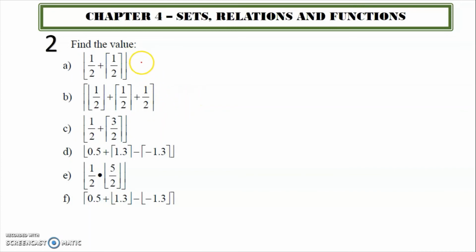Okay, second example. Find the value. So, floor half plus ceiling half. So, first kali kita buat satu-satu. Okay, kita buat yang dalam dulu. So, yang luar ni kita tak kacau. So, kita kena tulis dulu, tulis lagi dia punya floor function dia. So, half is 0.5 plus. So ceiling for half equals to 1. So floor for 1.5. So floor for 1.5 equals to 1.